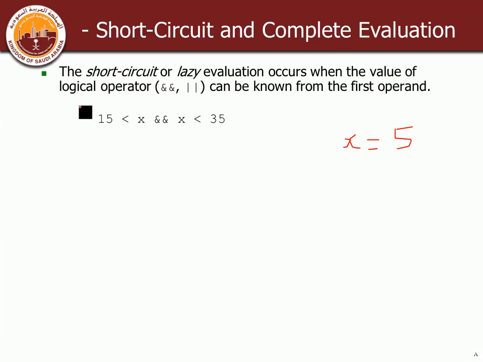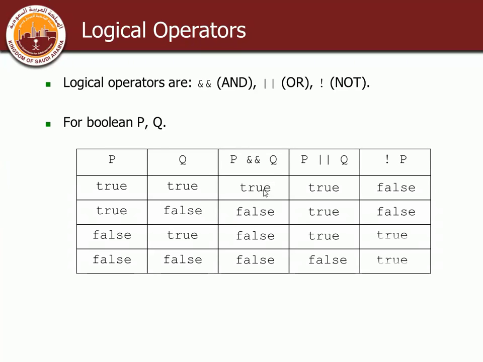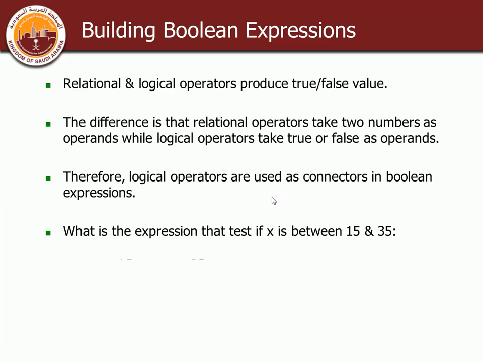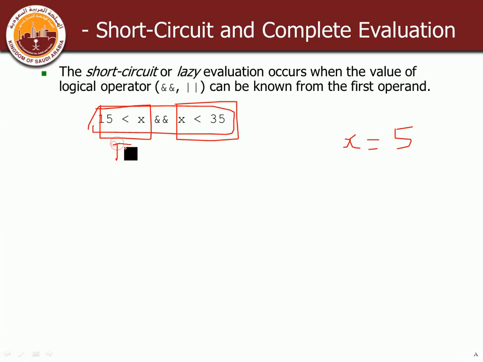This Boolean expression, now I'm asking a question: when x is equal to 5, what is the result of this? In order for me to answer that, I need to find the result of the first one, and then the result of the second one, and then compare with the AND, based on the table that we've seen before. Okay? I see which situation I'm in, and then I will decide based on this what is the right answer. Now imagine that this is P, and this is Q, and I have this AND.